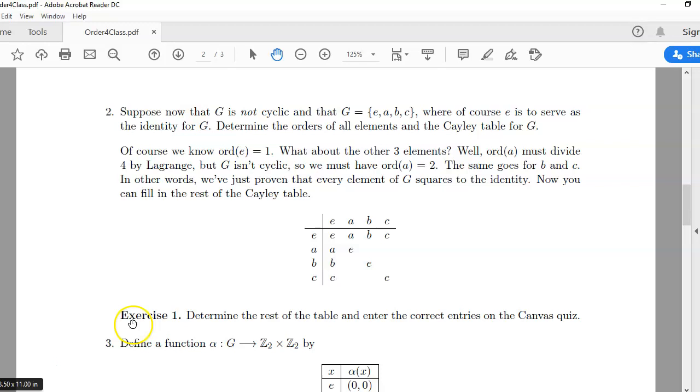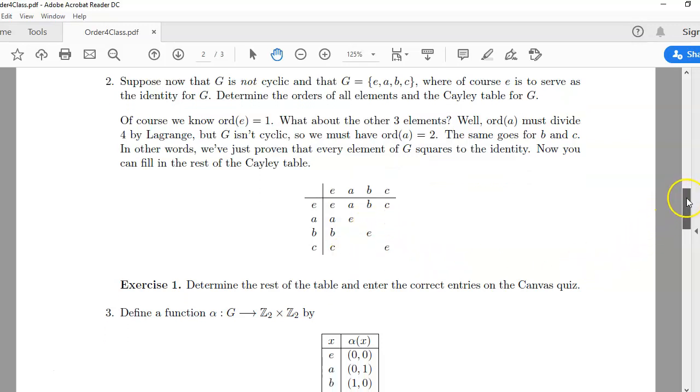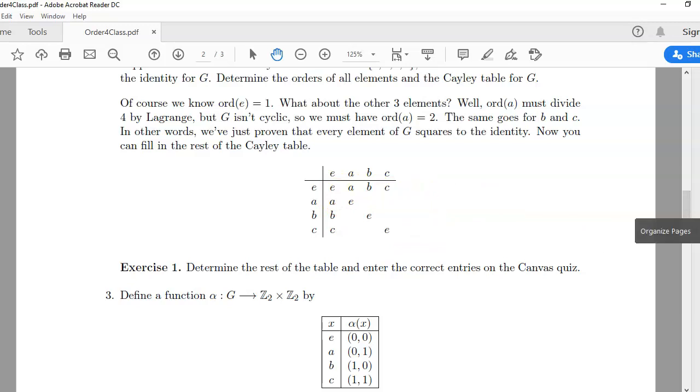And then what I want you to do in the Canvas quiz is to map out the rest of the table. So in the Canvas quiz, I ask you for all the other entries. There are 6 missing entries. I want you to find those entries and do the Canvas quiz. All right, and you'll need that table for the rest of the proof.